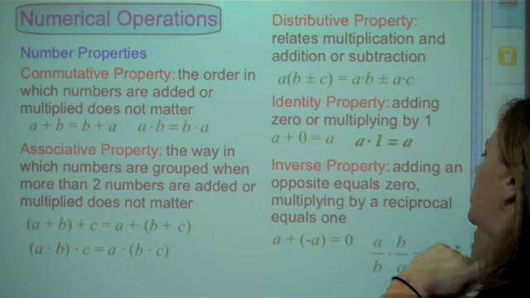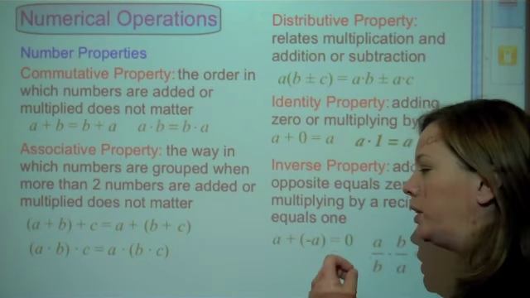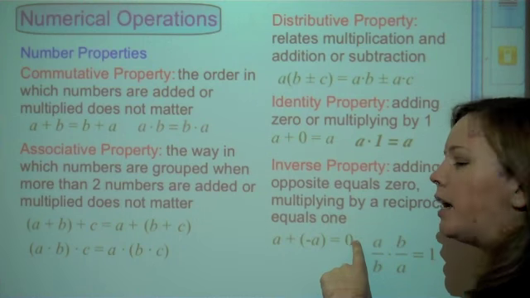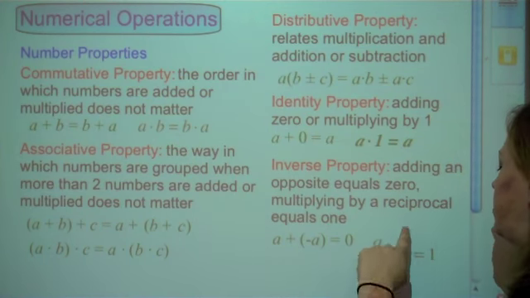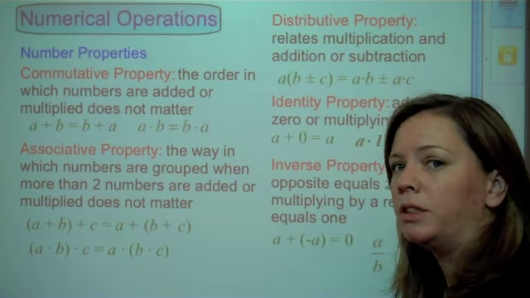The inverse property, adding an opposite equals 0, or multiplying by a reciprocal equals 1. So a plus negative a will always equal 0. A over b times b over a equals 1. Just familiarize yourself with the names of these properties, and I think you're fine.